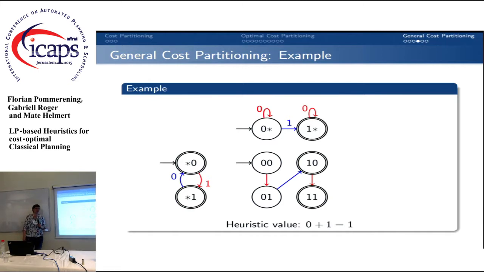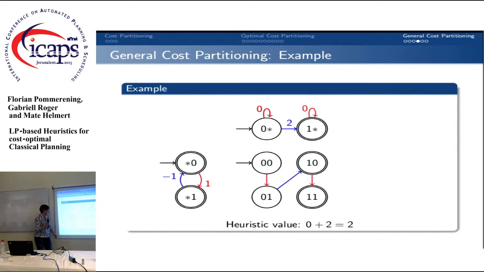Now assume that we can also use negative action costs in our copies. So for example here, we still kind of ignore the red cost. What we do here is now we have a negative action cost for the blue action in this abstraction.